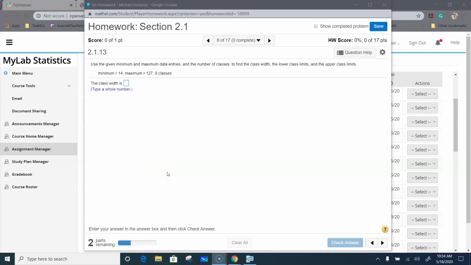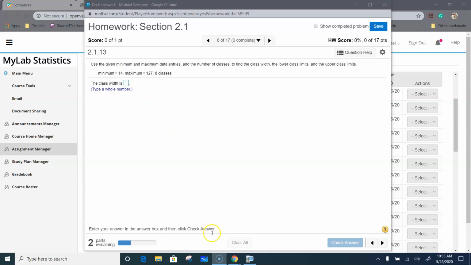Okay, so I want to look at some of the 2.1 homework problems with you to give you a sense of what we're looking to do with each of these. So the first one here, we want to try to set up the nuts and bolts of a histogram or a frequency distribution. So I take my maximum and my minimum.